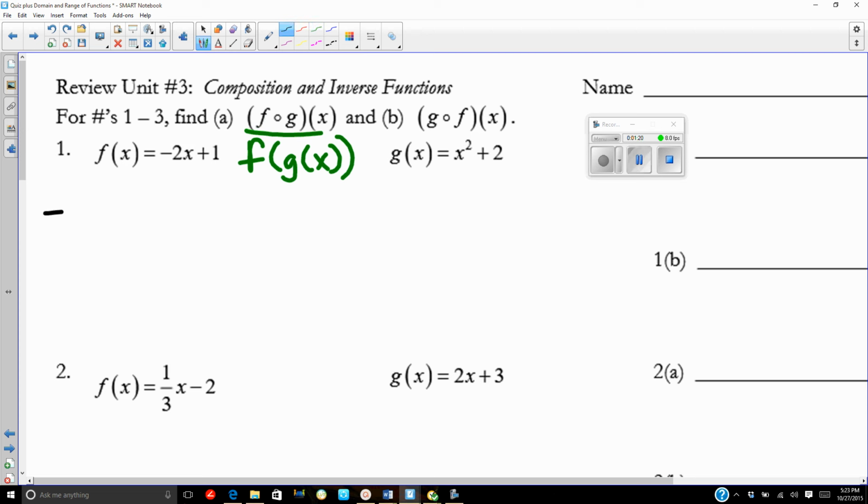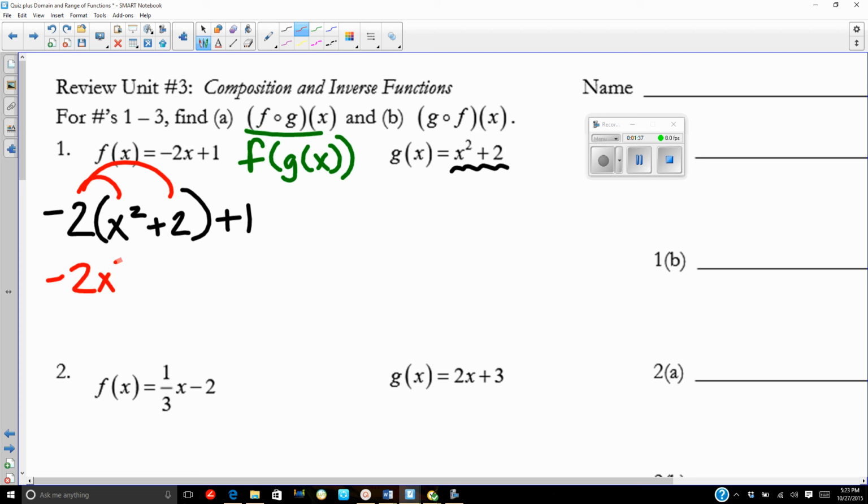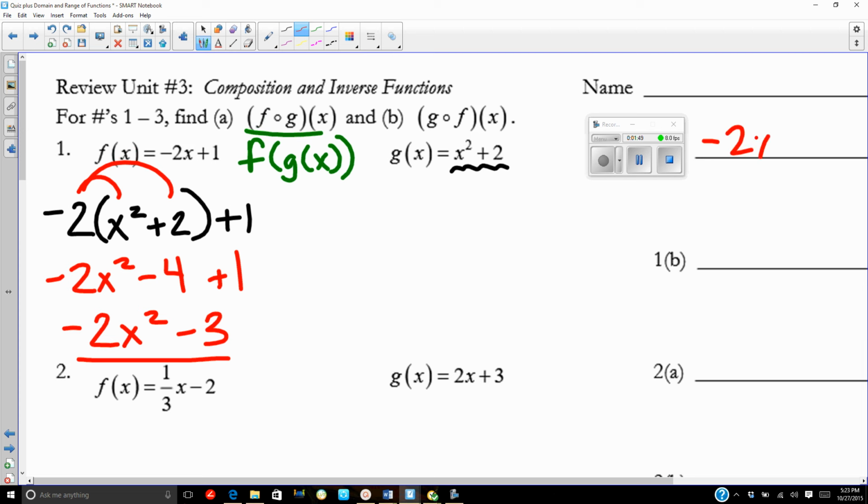So in this problem, instead of negative 2x plus 1, it's going to be negative 2 times x squared plus 2, plus 1. So all of this is just being substituted in for x, and then just distribute the negative 2 and combine your like terms. So our answer to this first one is negative 2x squared minus 3. And there is a space over here for you to put all your answers. And the format of this review is very similar to the format of your test.